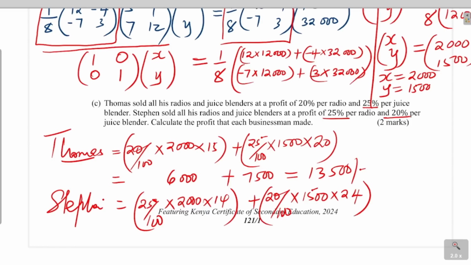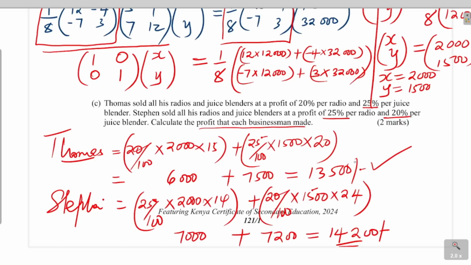So 25% times 2,000 times 14 will give 7,000, plus 20% times 1,500 times 24, which will give 7,200. And the total here will give 14,200. So the question is to calculate the profit that each got. Thomas got 13,500, then Stephen got 14,200.